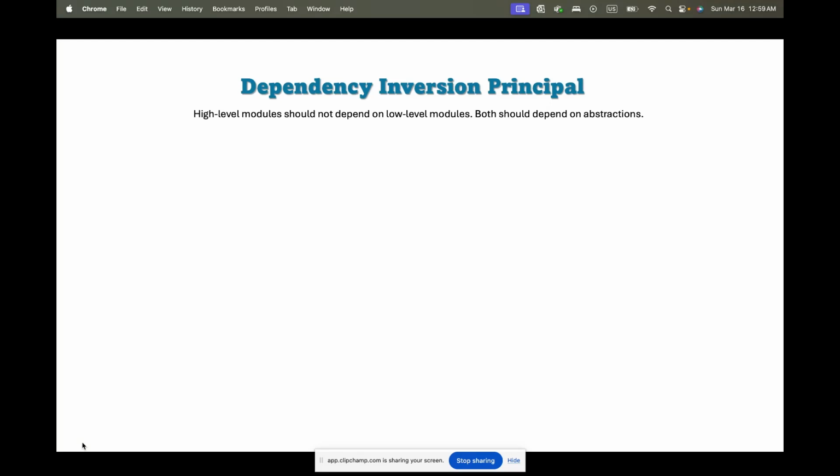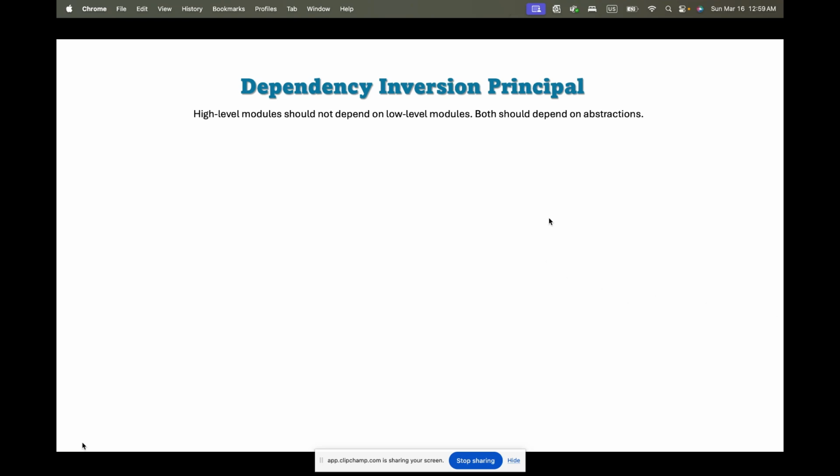Hello everyone, and now let's talk about the last principle in SOLID, which is the dependency inversion principle. The definition of this principle is that high level modules should not depend on low level modules. Both should depend on abstraction. This definition looks a bit confusing at the start.